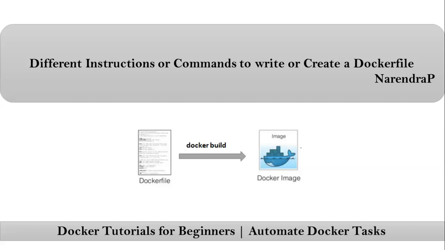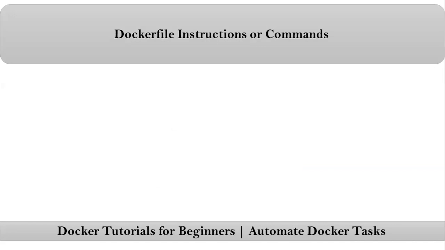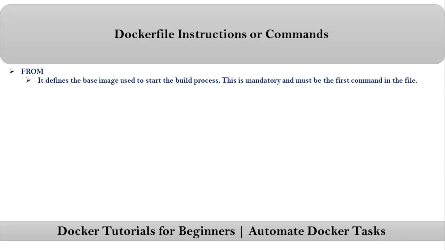Friends, here our concept is different instructions or commands to write or create a Docker file. We are on the way to create a Docker file, but before going to write it, we have to know different instructions or commands. Now let me go with them one by one. The very first instruction is FROM, and using this FROM instruction, we can mention the base image for our custom image. Be clear, this is mandatory and must be the first command in your Docker file.